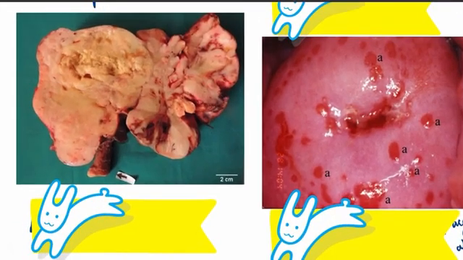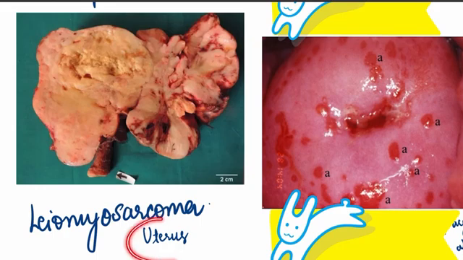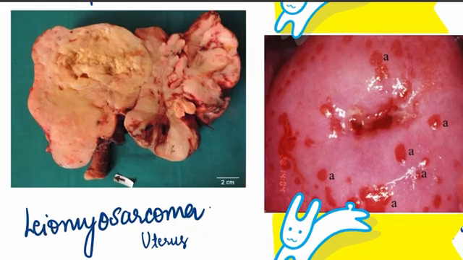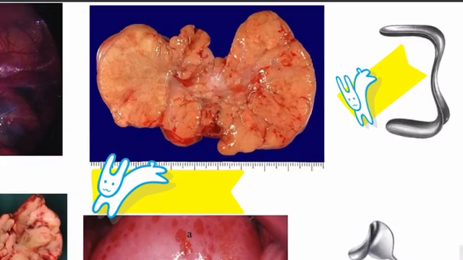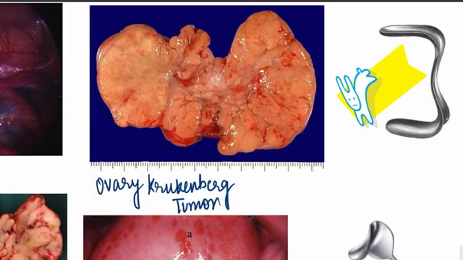Secondly, we have leiomyosarcoma. So leiomyosarcoma of uterus here. You can see this is a specimen of uterus showing cancerous tissues. Now we have this specimen of Krukenberg tumor. This is a specimen of ovary. This tumor is a very rare tumor. This tumor is malignant. It's a very special kind of name, not usual ones we use.